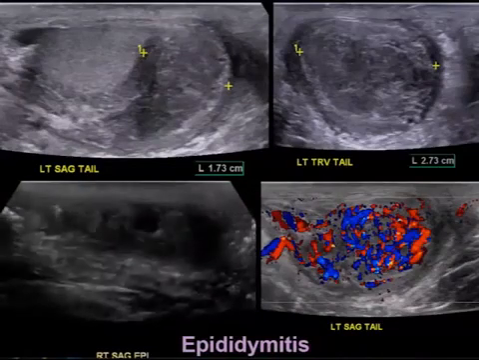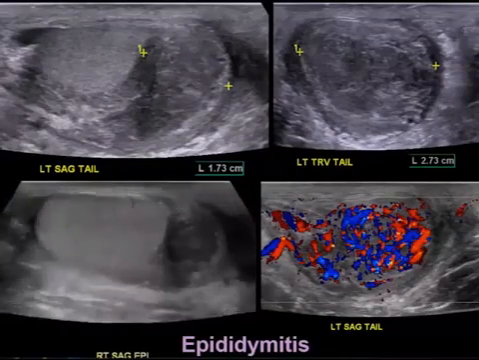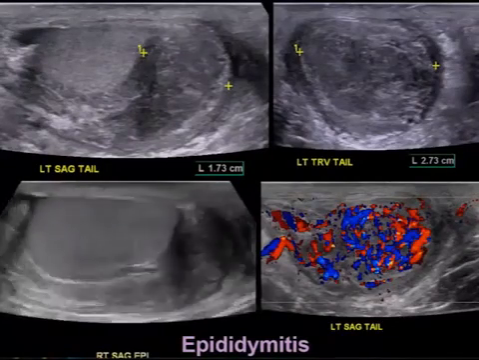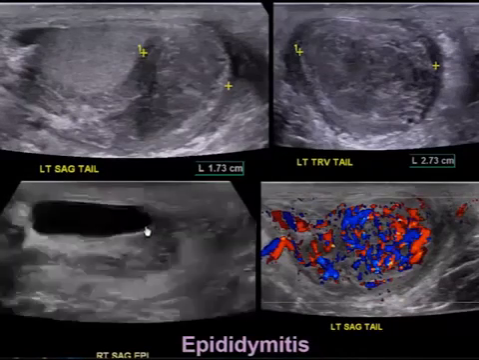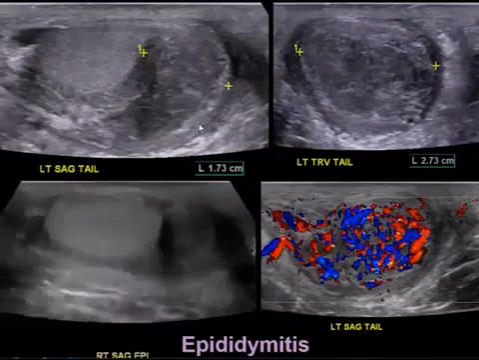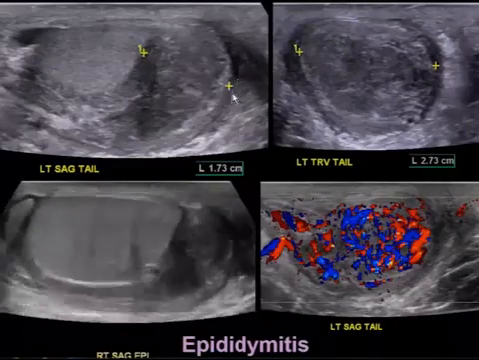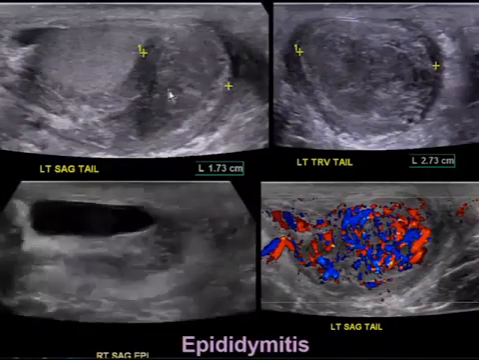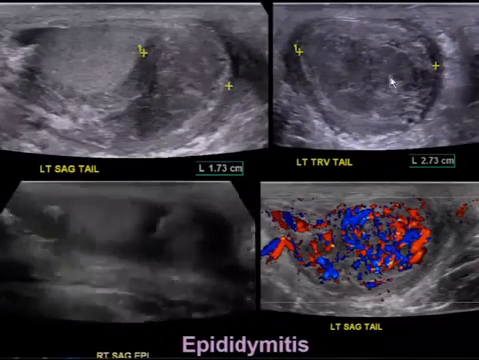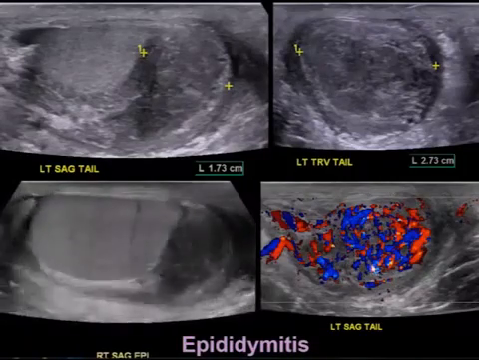Here's a patient with acute epididymitis involving the tail of the epididymis more than the head. We see on this longitudinal view of the tail, this was bilateral, the longitudinal view of the left tail shows marked thickening and hypoechogenicity. Here it is on transverse, and here is the marked increased echogenicity.